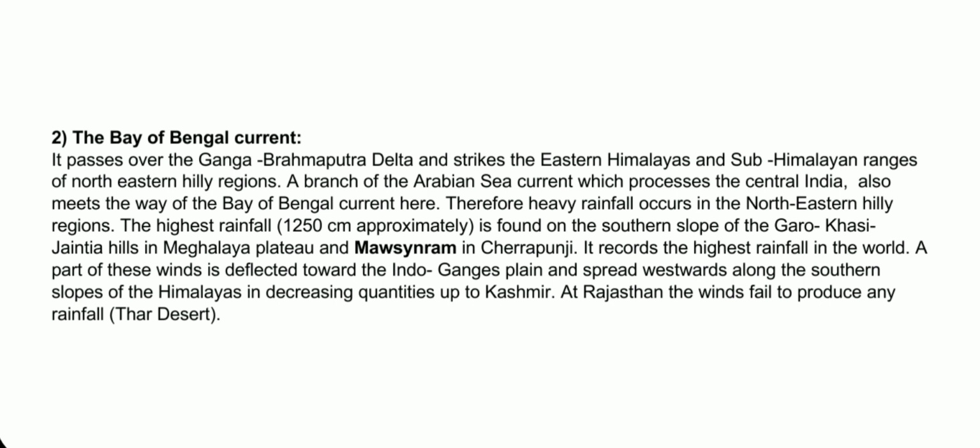A part of these winds is deflected toward the Indo-Gangetic plain and spreads westward along the southern slope of the Himalaya in decreasing quantities up to Kashmir. At Rajasthan, the wind fails to produce any rainfall, which makes the Thar desert.